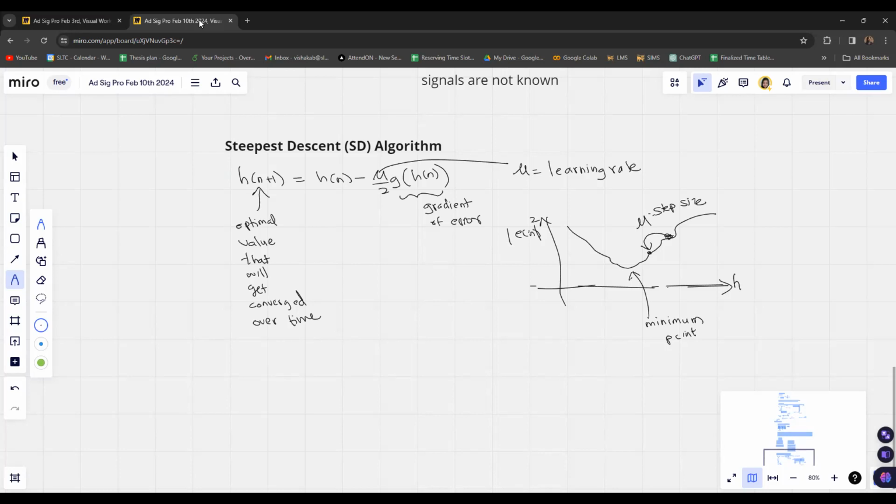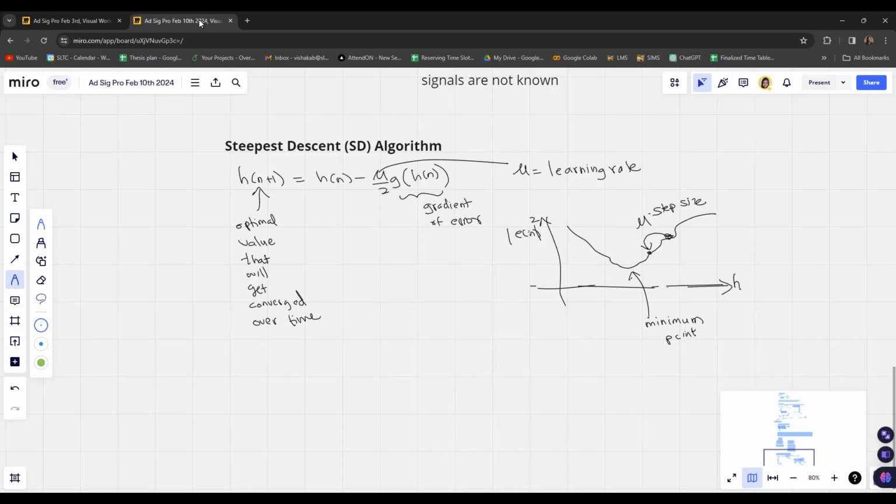So the minimum point can be lost, or you will miss the minimum point if you go in large steps. So the mu is also therefore important for us to find the optimal filter coefficient, which will minimize the error. And we have to make sure the learning rate is also in a certain good range, such that the minimum can be captured. So the gradient value, the mu value and the past filter coefficient value are needed for us to find the current filter coefficient, or the filter coefficient that should be adapted to the filter in the future time instance n+1.